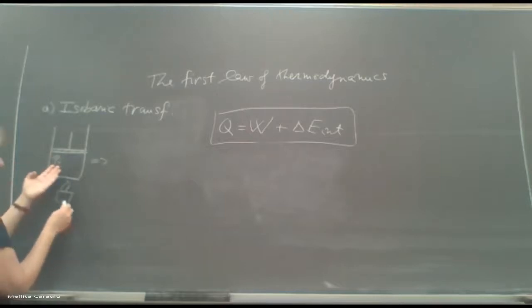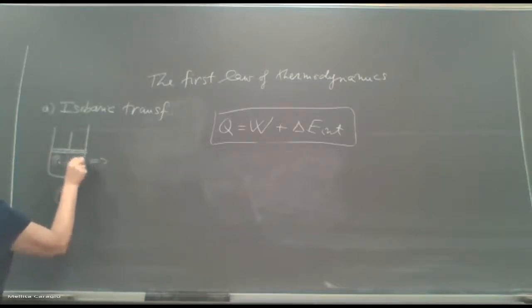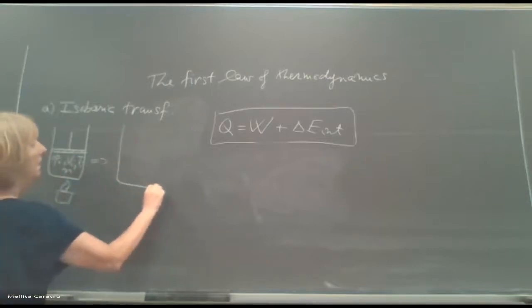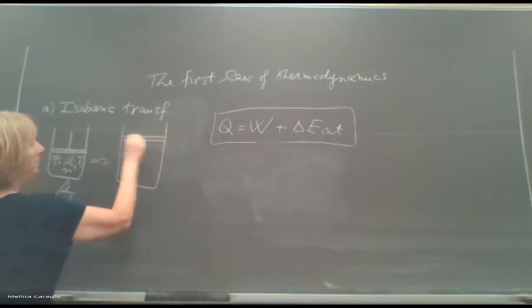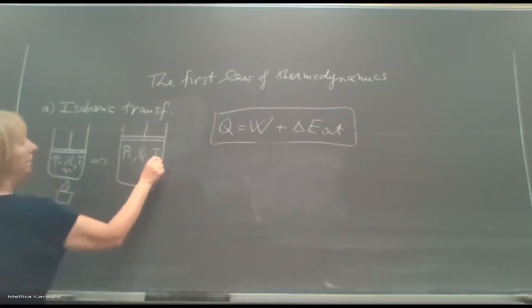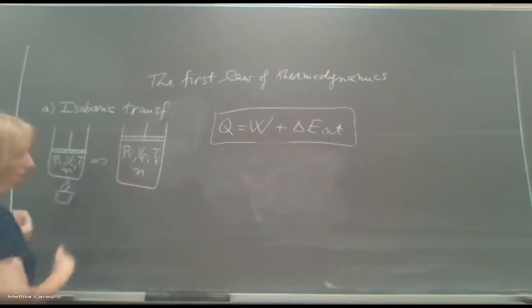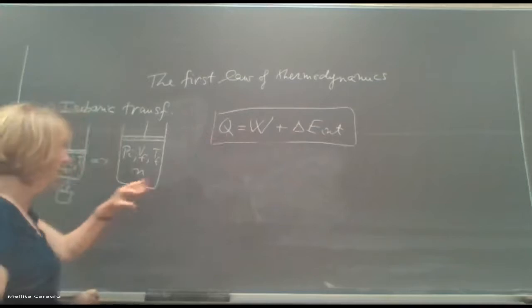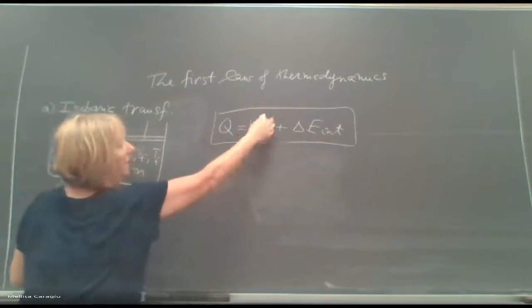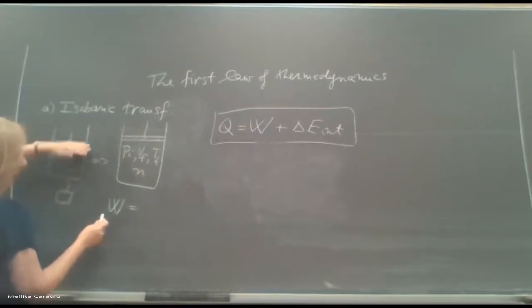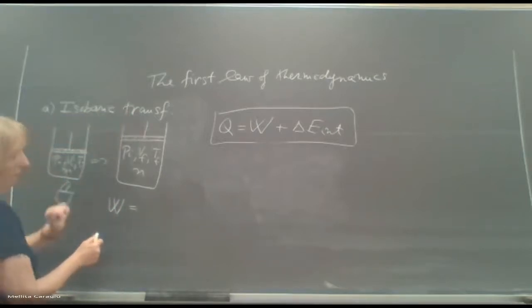So an isobaric transformation means the gas will have a certain pressure initial, volume initial, temperature initial, and a certain amount of substance, and goes into same pressure, right, isobaric, a different volume, a different temperature, same amount of substance. So let's look at this first law. My goal here is how do I calculate the work done by the gas in an isobaric transformation?